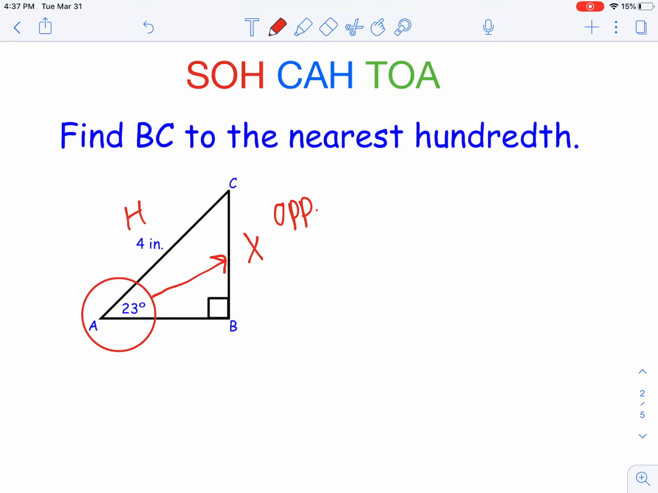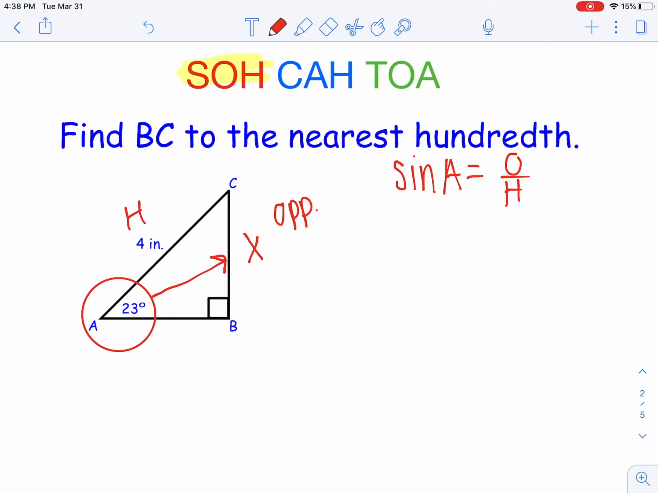So since we are trying to find our opposite side, we are given our hypotenuse. So we would look up at the top where we have SOHCAHTOA, and the one that uses O and H is going to be sine. So I'm going to set up my equation. Sine of A equals opposite over hypotenuse.